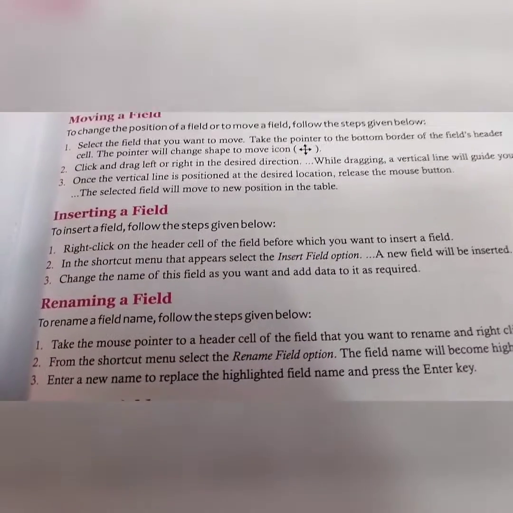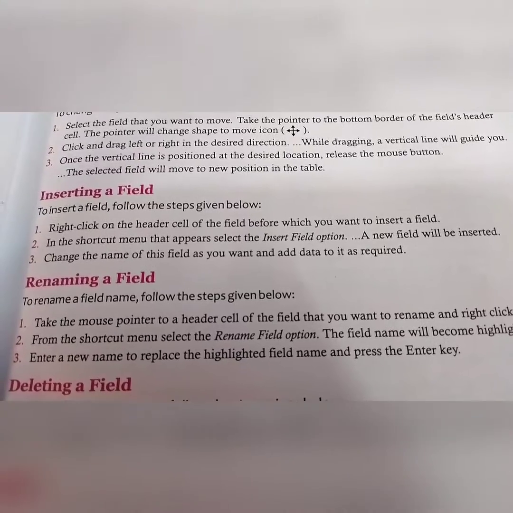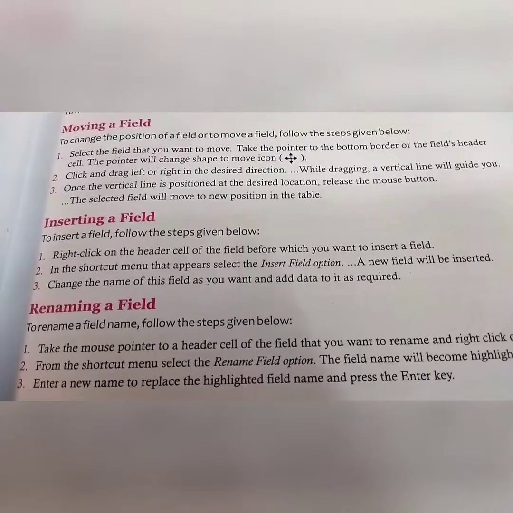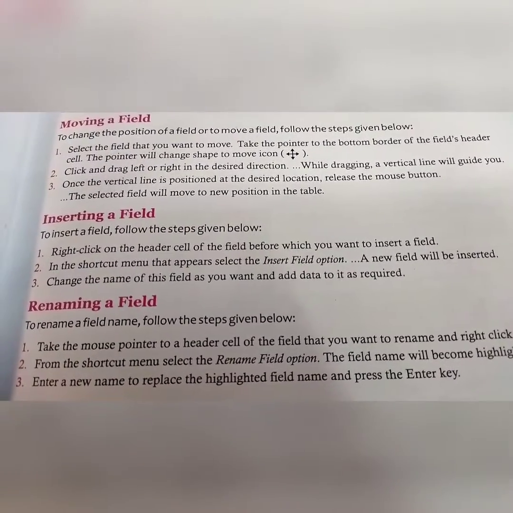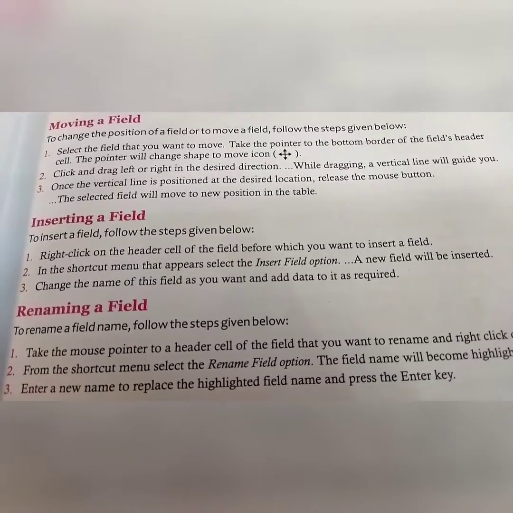Now next, how to insert a field. First of all, right click on the header cell of the field before which you want to insert a field. Then a shortcut menu appears, select the insert field option. Third and last step, change the name of the field as you want and add data to it as required.